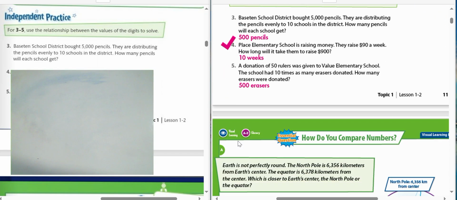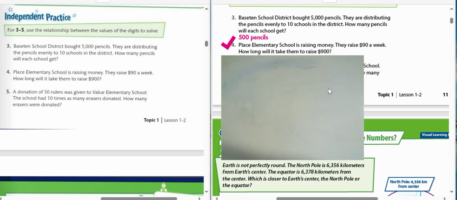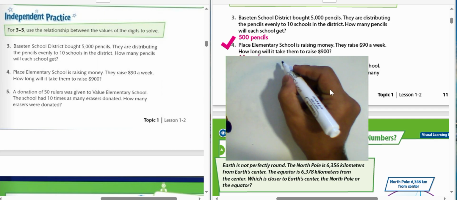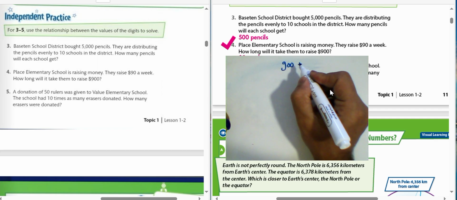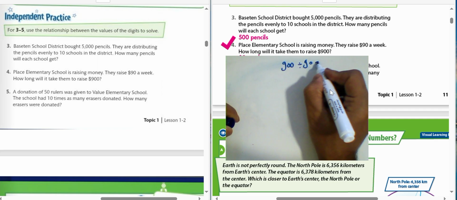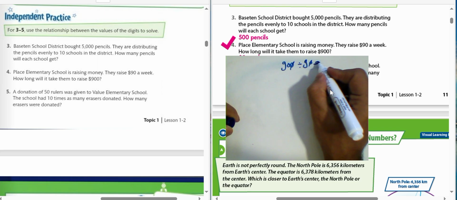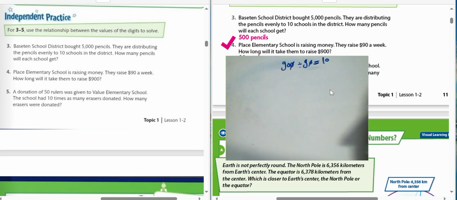Next question, number 4. An elementary school is raising money. They raise $90 a week. How long will it take them to raise $900? How many weeks? We can divide the total amount of money. $900 divided by 90. We can cancel 0 by 0, and 90 divided by 9 equals 10. Then the result will be 10 weeks.